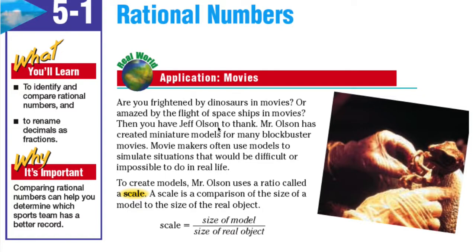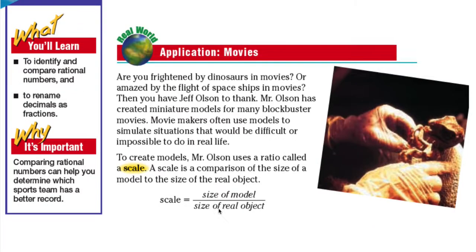Are you frightened by dinosaurs in movies or amazed by the flight of spaceships in movies? Then you have Jeff Olson to thank. Mr. Olson has created miniature models for many blockbuster movies. Movie makers often use models to simulate situations that would be difficult or impossible to do in real life. To create models, Mr. Olson uses a ratio called a scale. A scale is a comparison of the size of the model to the size of the real object.